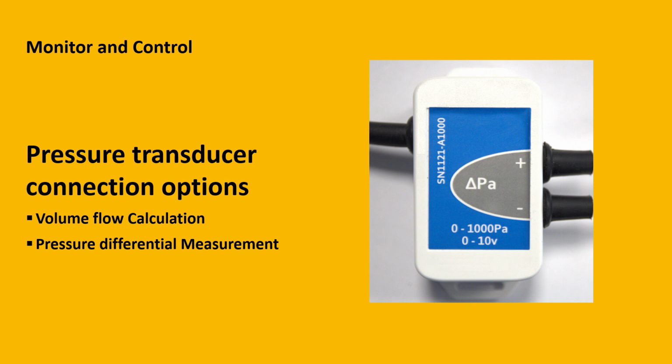It is possible to use a pressure transducer with the MDC controller to calculate the volume flow passing through a fan array or to measure the pressure difference across it. In either case, the MDC offers some flexibility in how the feedback from the pressure transducer can be read.